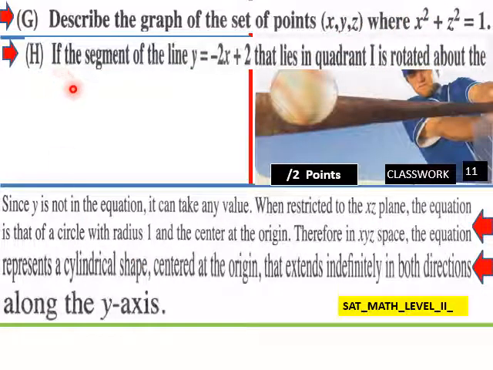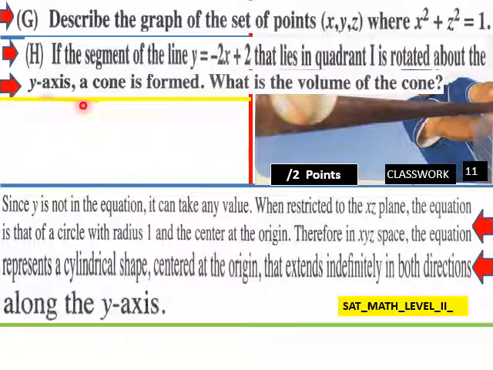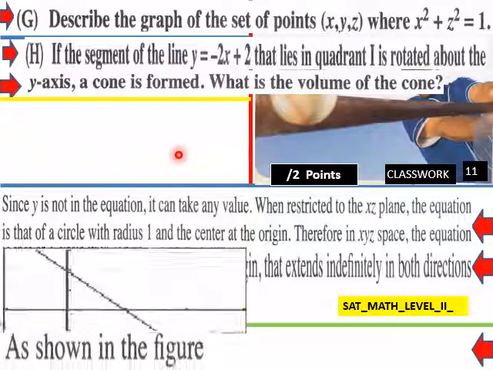H. If the segment of the line y equals negative 2x plus 2 that lies in quadrant 1 is rotated about the y-axis, a cone is formed. What is the volume of the cone? So we have our situation here. What is the volume of that cone?